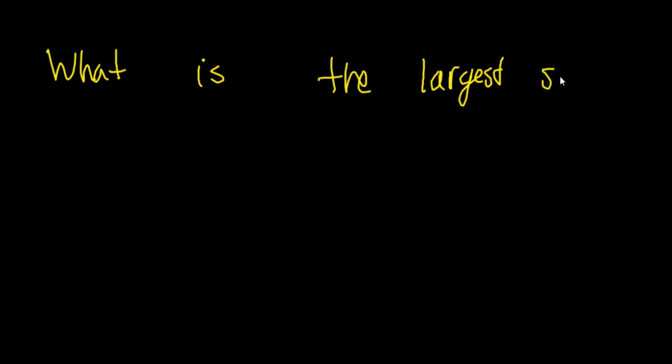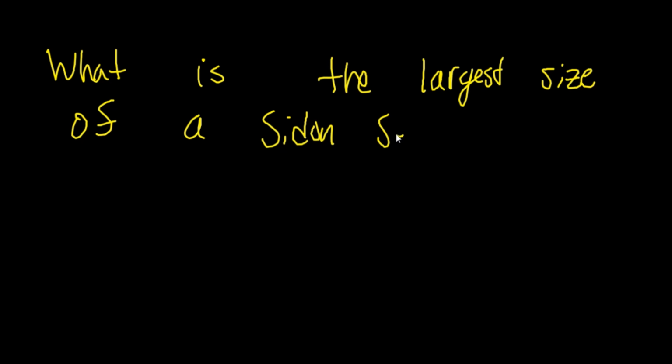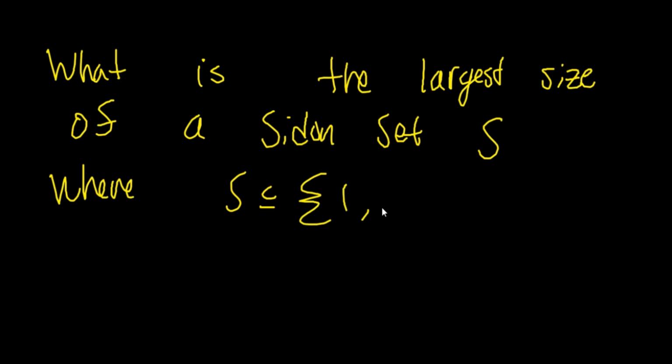One of the central questions regarding Sidon sets is the following. What is the largest size of a Sidon set S, where S is a subset of the natural numbers up to n? And we're going to denote this largest size, for reasons that will become clearer later on in this series, as f sub 2,1 of n.